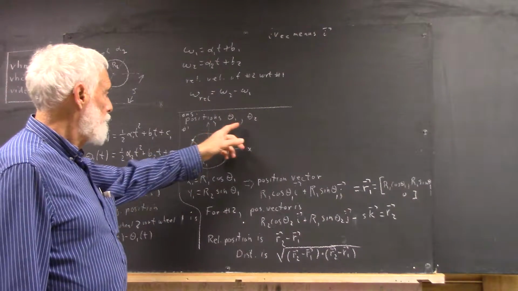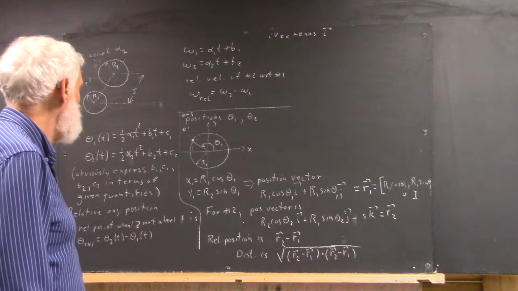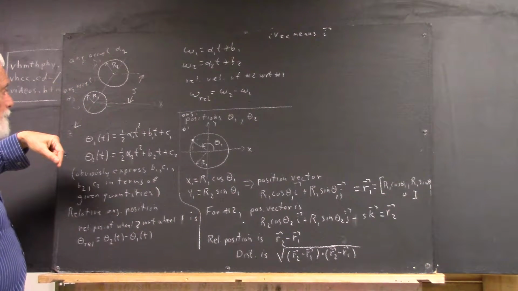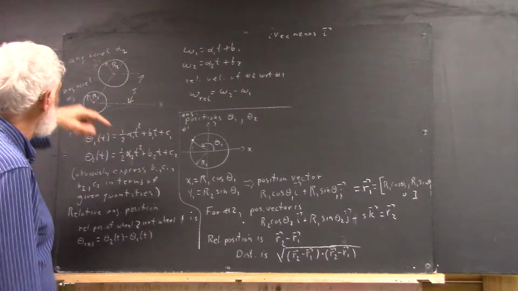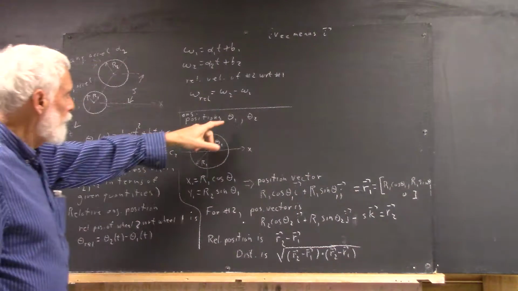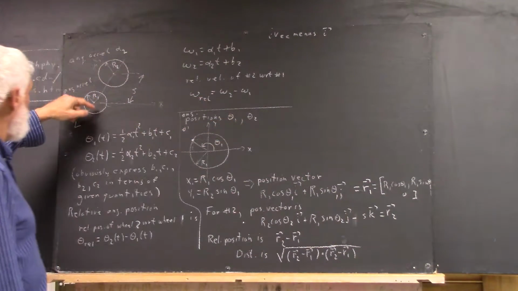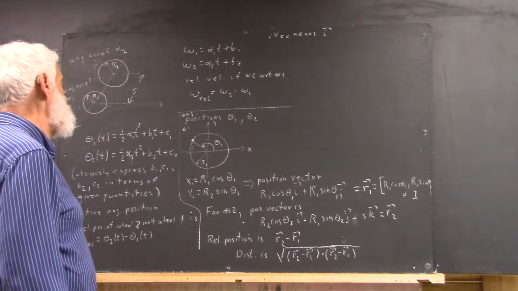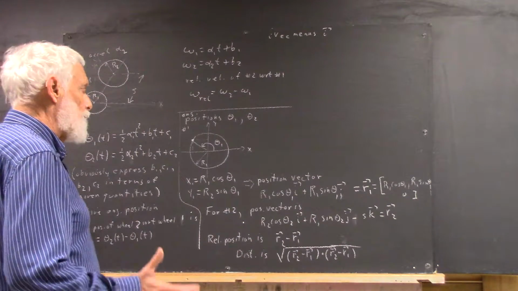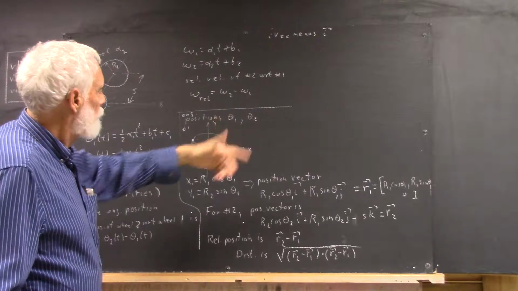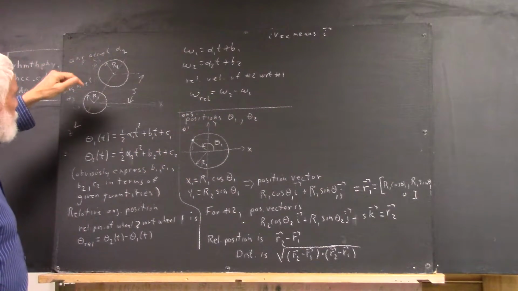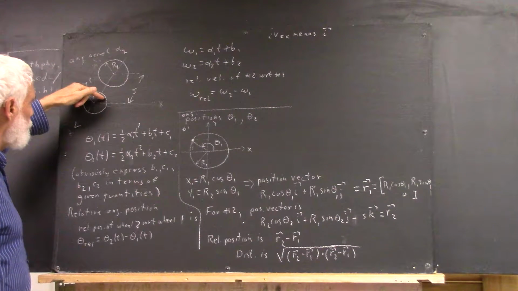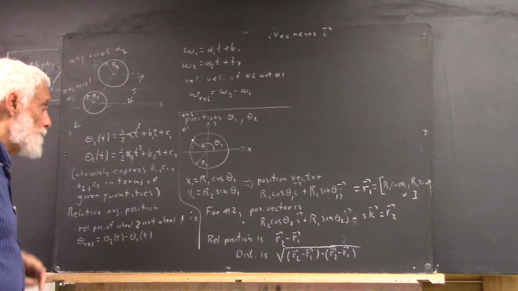Okay, so if the angular positions are theta 1 and theta 2, I want to know in 3 dimensions what the relative positions of the points on the rim at angular positions theta 1 on this disk and theta 2 on this disk. In terms of those two angular positions, what's the displacement from the point on this rim to the point on this rim?